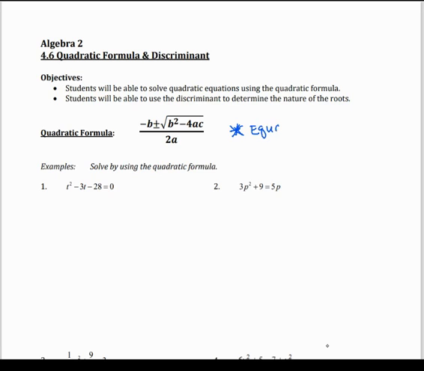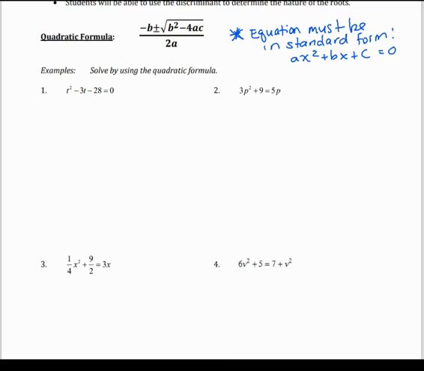Okay? Equation must be in standard form. So if you need to rearrange it, then rearrange it. Okay, so let's take a look at these together. We'll at least start each one of them, and I may ask you to finish them.